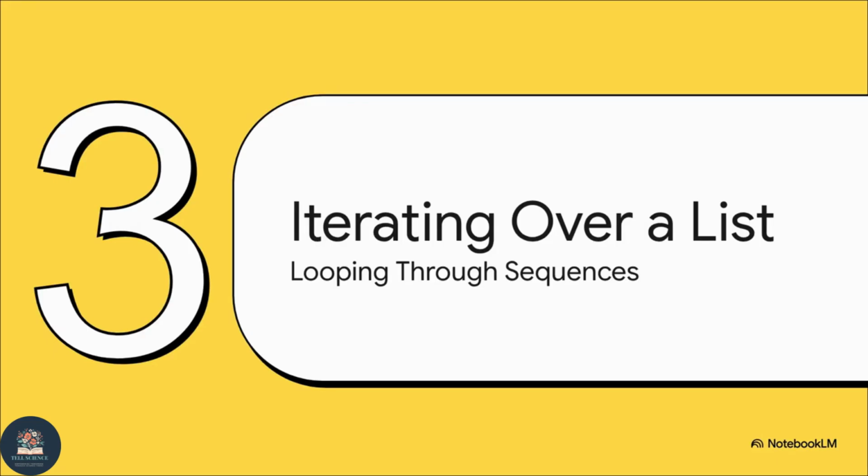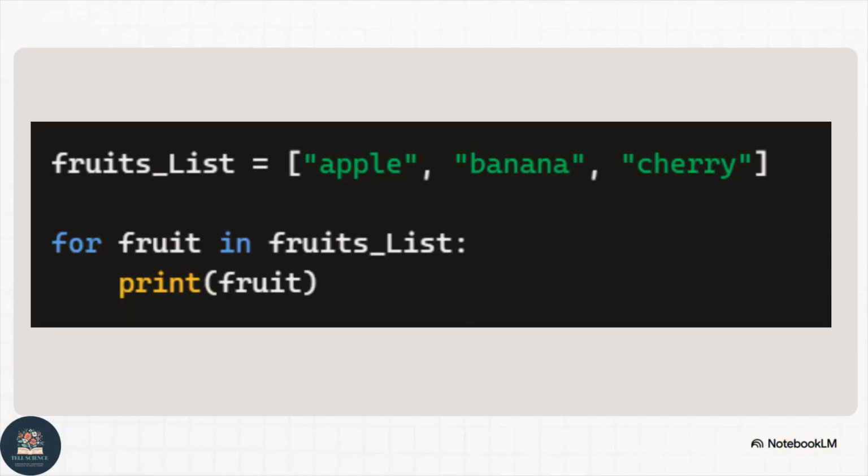So for loops are great for numbers with range, but that's not all they do. They work beautifully with all kinds of sequences, and probably the most common one you're going to use is a list. Just look at how clean and readable this is. The loop just grabs each item from our fruits_list one by one and temporarily calls it fruit. And then for each one, it runs our print command. So it prints apple, then banana, then cherry. It's so simple, but so powerful.